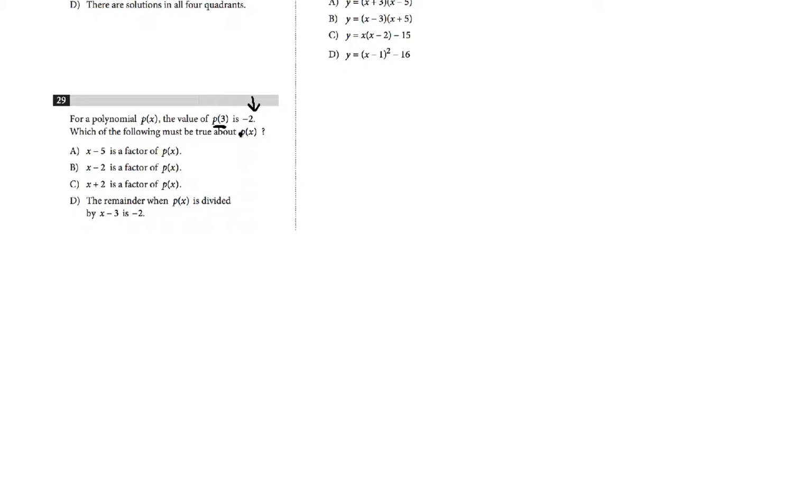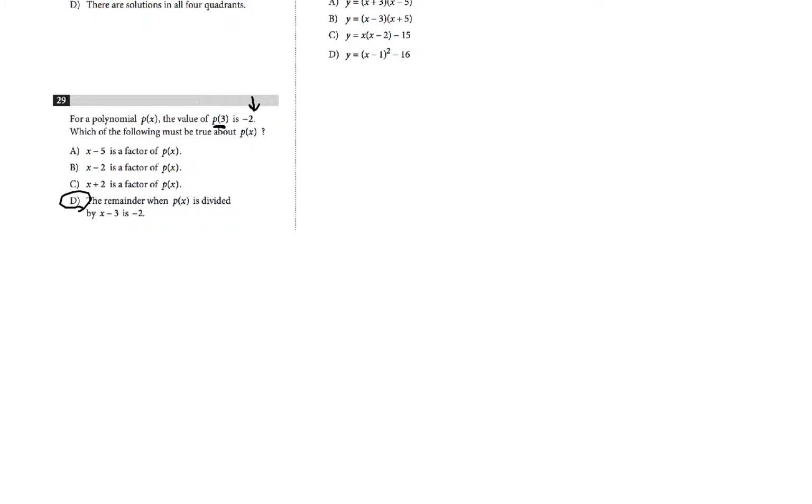So what that's telling us is there's definitely a remainder. It's not giving us enough information to tell us about the factors. It's just telling us that when the polynomial is divided by x minus 3, the remainder is going to be negative 2. There's not much more I can explain to you except to know that when you substitute a number in the polynomial and you get something other than 0, that's the remainder.